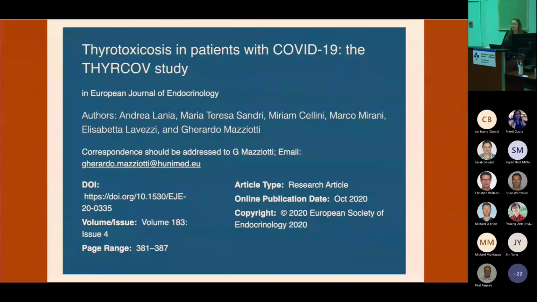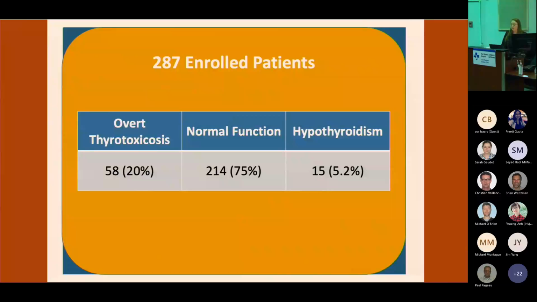Of 300 enrolled patients, 20% were found to have overt thyrotoxicosis, 5% had hypothyroidism, while the remaining 75% had normal function. They also found that TSH values were inversely correlated with age and IL-6, IL-6 being a potential cytokine responsible for the inflammation of the thyroid tissues. And this study ultimately proved to us tangible evidence that COVID-19 was associated with high risk of thyrotoxicosis in relation with systemic immune activation induced by the COVID-19 virus.